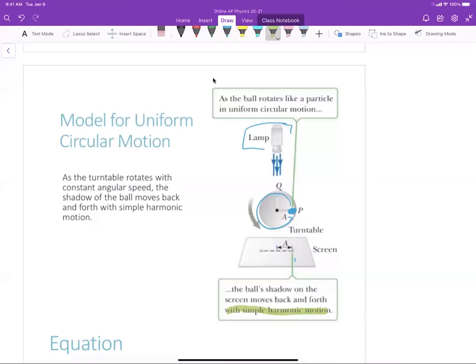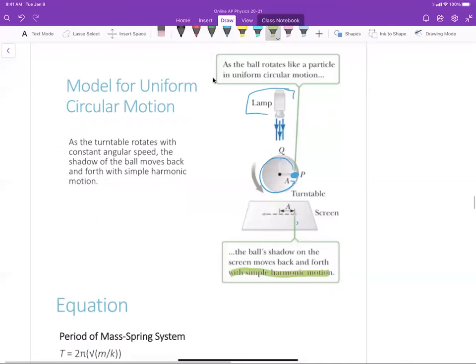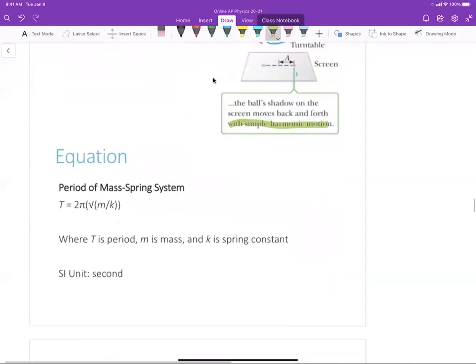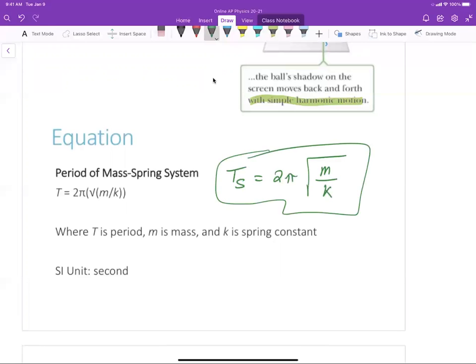Okay, so there is a relationship between simple harmonic motion and uniform circular motion. That's why we talk about period and frequency with regards to this. From that relationship, this equation was derived. The period of a spring oscillating in simple harmonic motion is defined as 2 pi times the square root of the mass of the block that's hanging on the spring divided by the K constant. And this is what we used in our lab the other day.